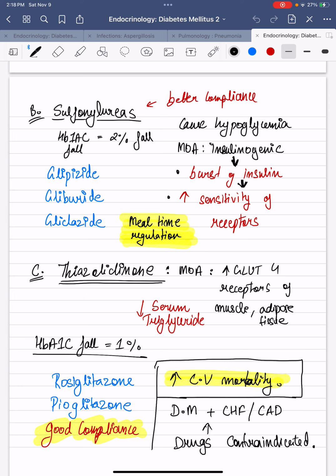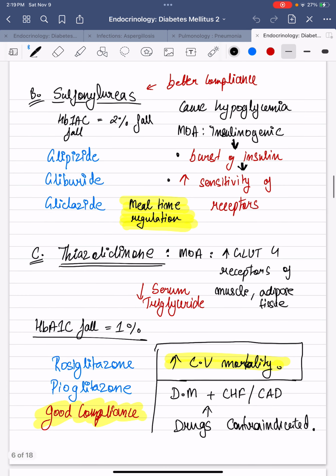The drugs in sulfonylureas are glipizide, glyburide, and gliclazide, and you have to do mealtime regulation with these, and that is why these drugs have better compliance.